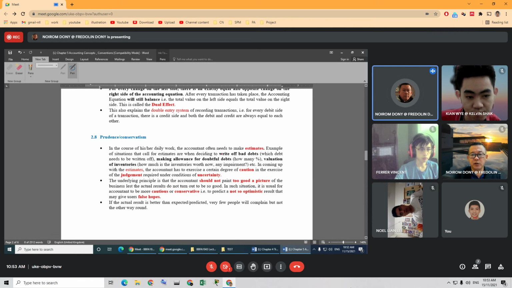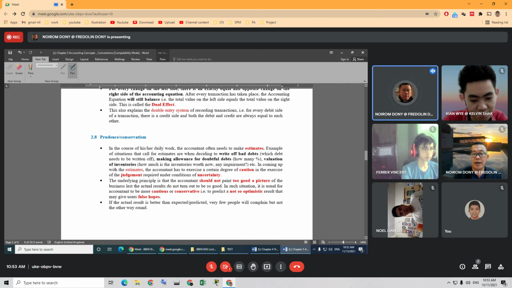First of all, for these items that always need an estimate, we have to classify them first. Bad debts is an expense. What about the allowance for doubtful debts? Also an expense. Valuation of inventory: inventory is an asset. So we have the guideline. If this is uncertain, because this is an estimate, it is not a confirmed value.